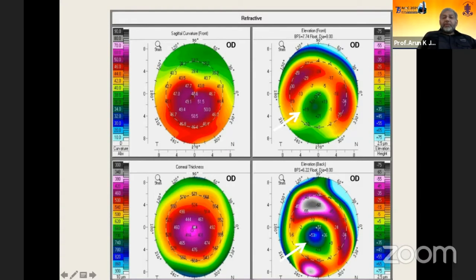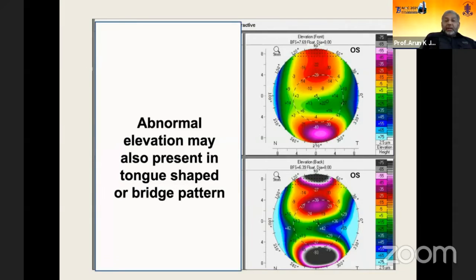So these are the advanced cases of keratoconus, and this elevation is not always in the form of an island. It could be a tongue shape, which is called a peninsula. As the keratoconus advances, it breaks off from the periphery and forms into an island. So it can arrive from both sides in the form of a bridge pattern.